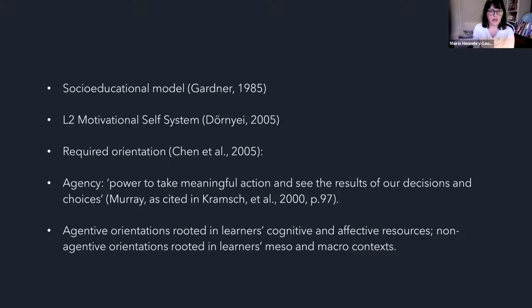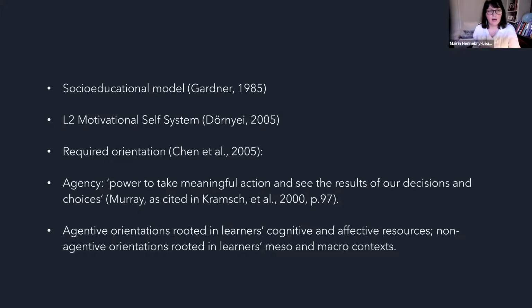So we drew on, and some of you may be familiar with some of these ideas, Gardner's model, the socio-educational model that talks about integrative motivation and instrumental motivation, and we'll look at those 2 concepts in a moment. Dörnyei's model of the L2 motivational self, where he talks about the ideal L2 self and the ought-to L2 self.